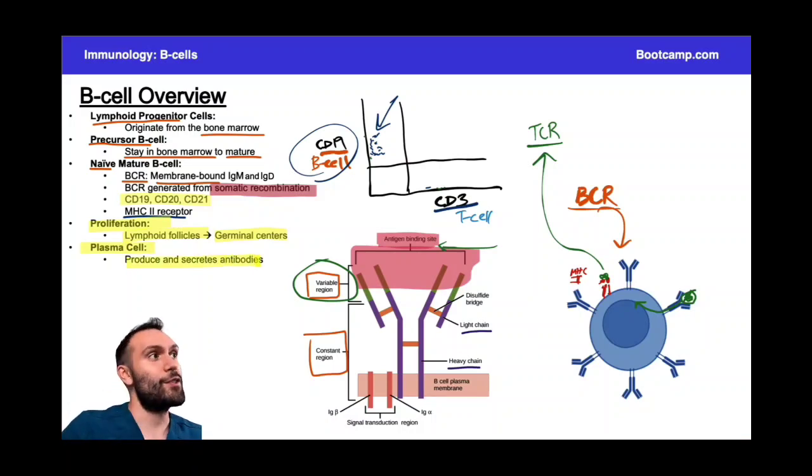But I think this at least gives you a high-level overview of what we're talking about in terms of B cells. And like I said, next video we'll go into more of the details.